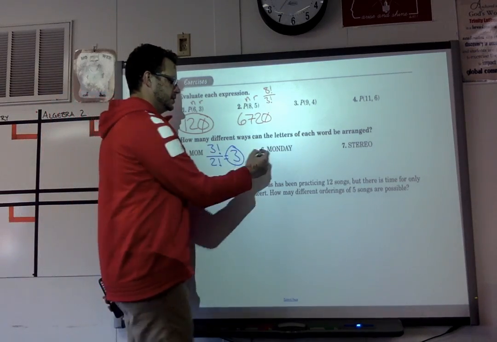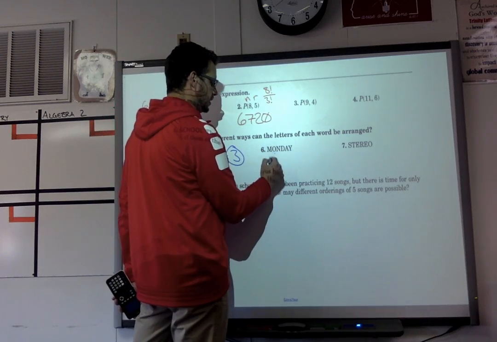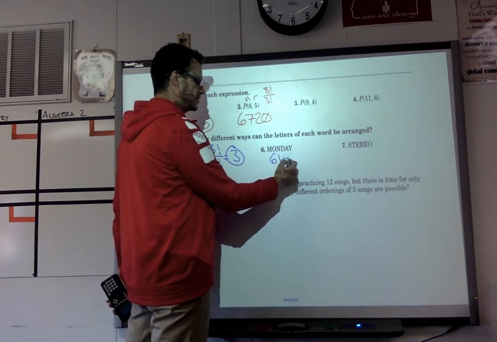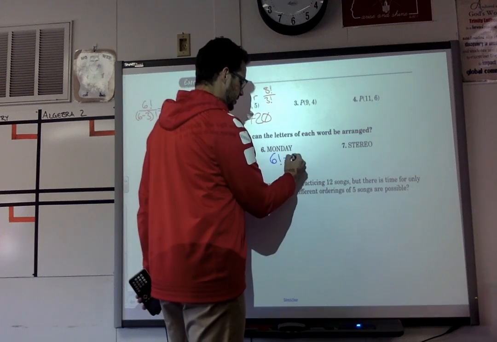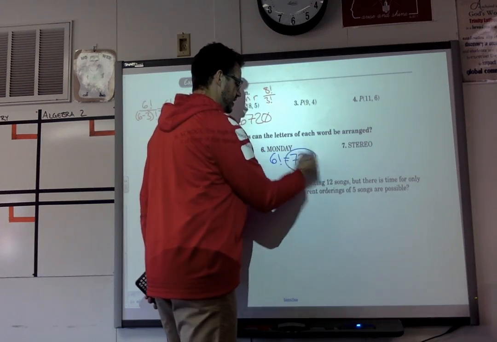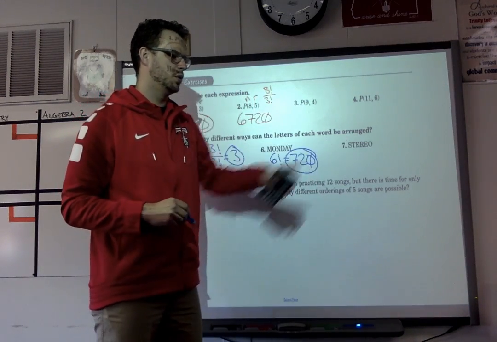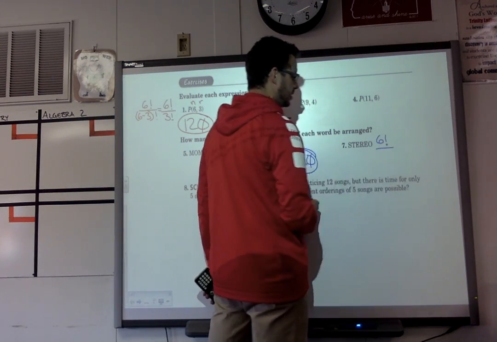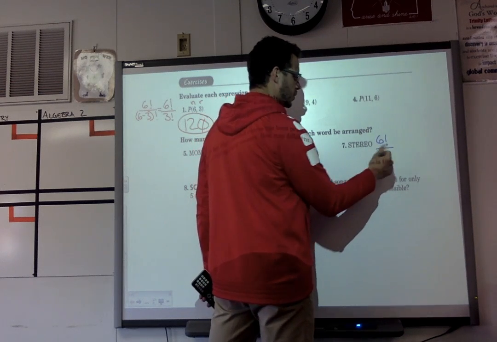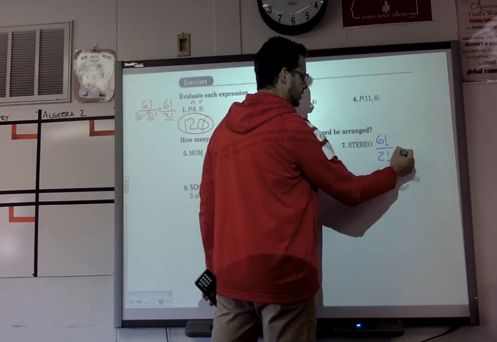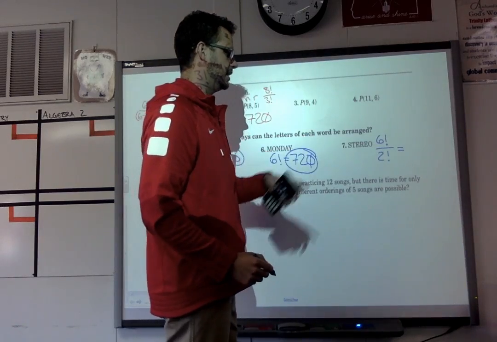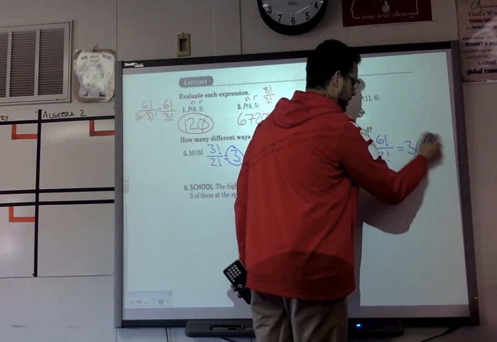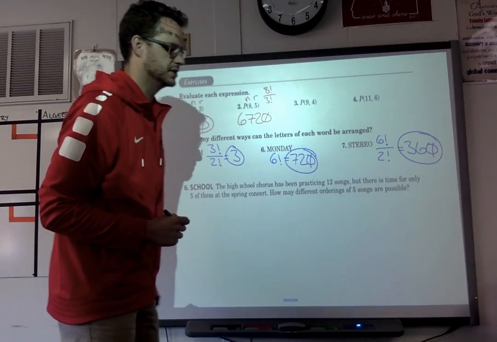For number 6, the word Monday, we have 6 total letters. None of them are repeated, so it would just be 6 factorial, which if we plug that into our calculator would give us 720. And then the word stereo, there are 6 total letters, so 6 factorial over, the e is repeated twice, so over 2 factorial. And if you plug that into your calculator, 6 factorial divided by 2 factorial, you would get 360 possible solutions.